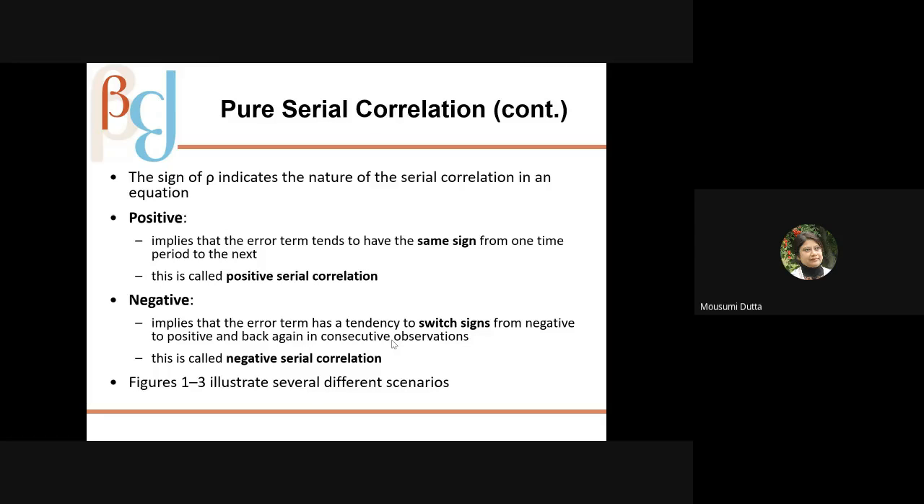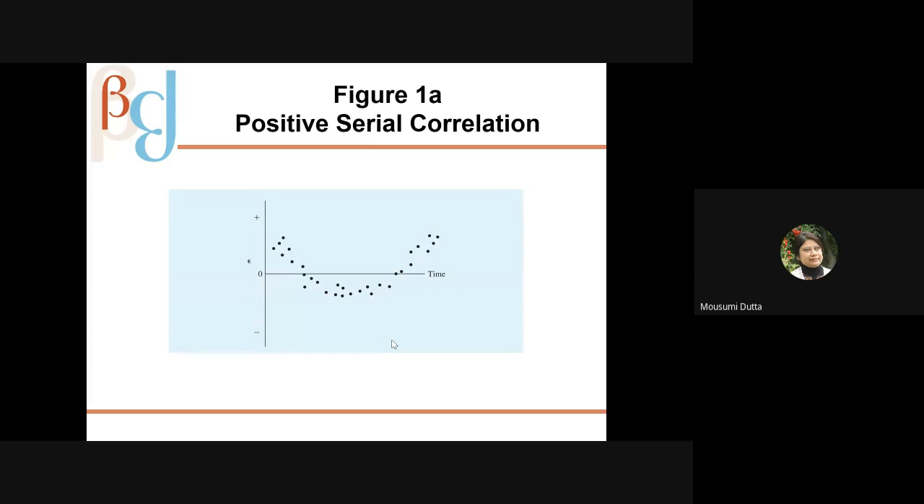Same trend. If it falls, it falls for the last few periods. If it increases, it increases for the last few periods. So this kind of movement will be in the same direction. Negative rho means that the error term has a tendency to switch signs from negative to positive, positive to negative, etc. Okay, so let's try to understand this graphically.